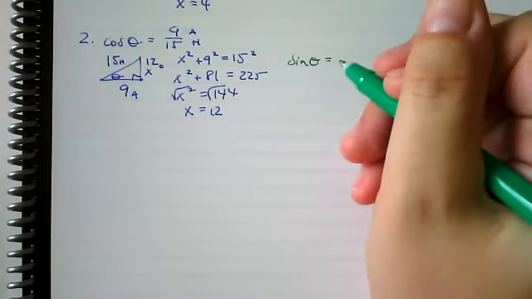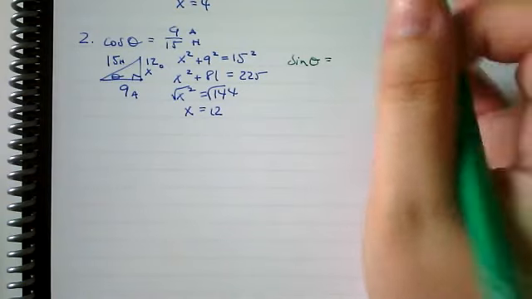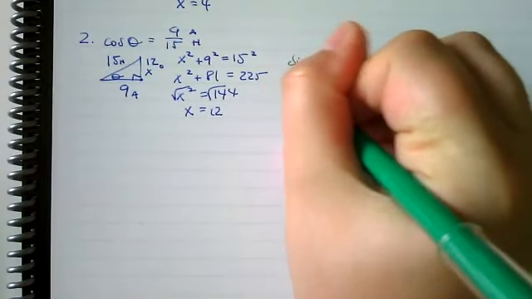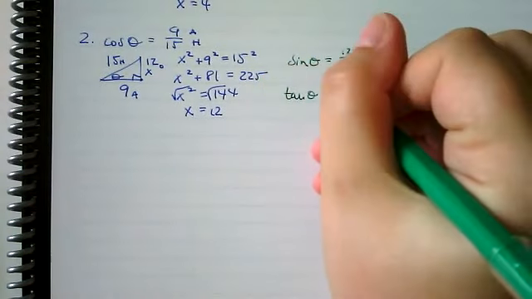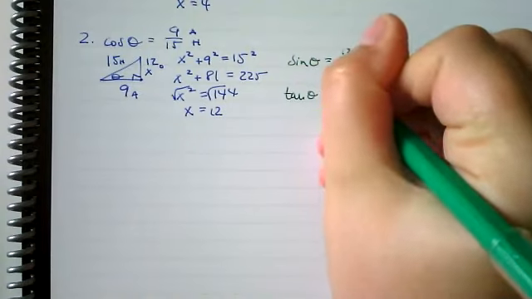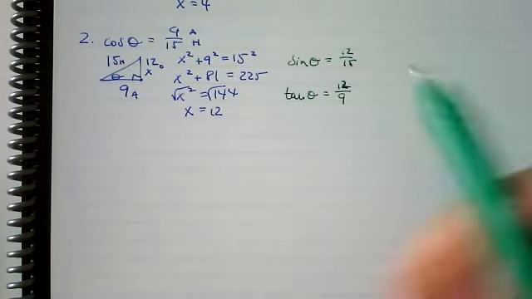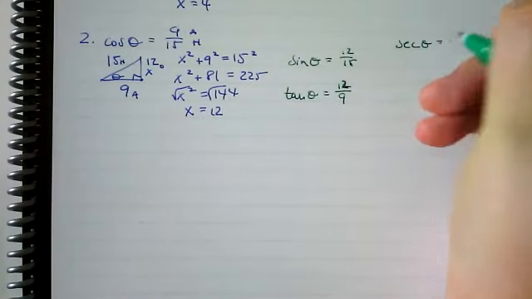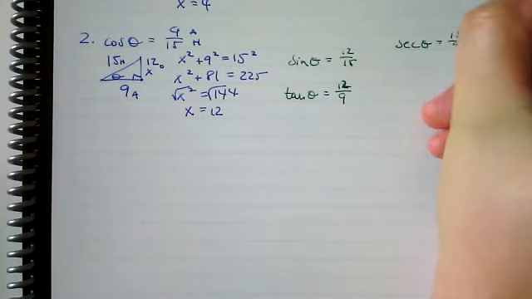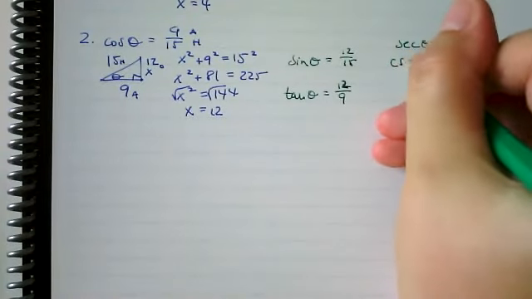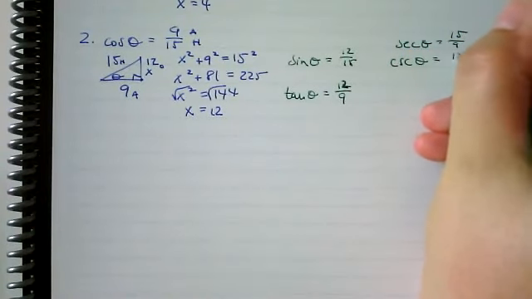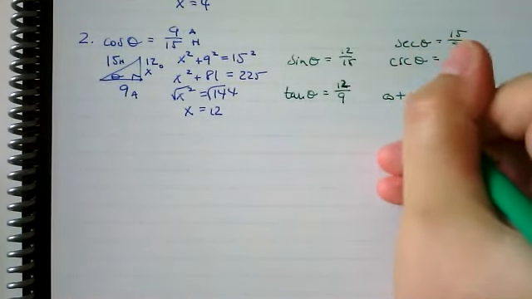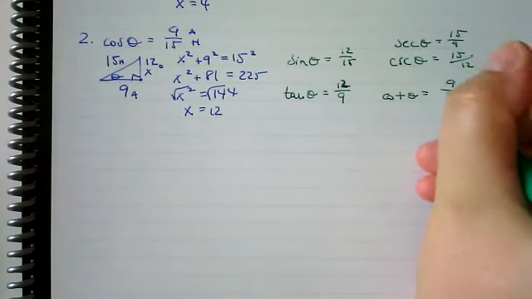So sine is our opposite over hypotenuse. So we've got 12 over 15. Tangent is opposite over adjacent, so 12 over 9. And then cosine goes along with secant. So secant is 15 over 9. Sine goes with cosecant, which is going to be 15 over 12. And then cotangent goes along with tangent, and it's going to be 9/12.